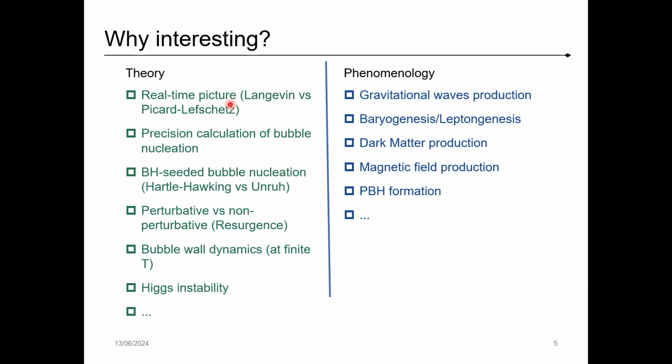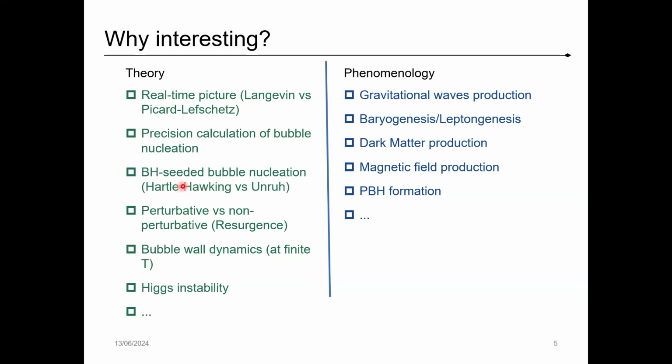Some other people try to use mathematical theory, Picard-Lefschetz theory, to calculate the real-time transition amplitude from the false vacuum to a critical bubble. Also, the precision calculation of bubble nucleation at finite temperature is very challenging. There are many papers studying this, and many people have done a lot of work on it.